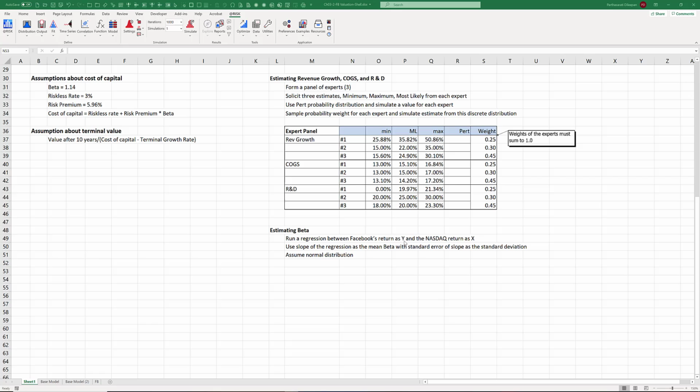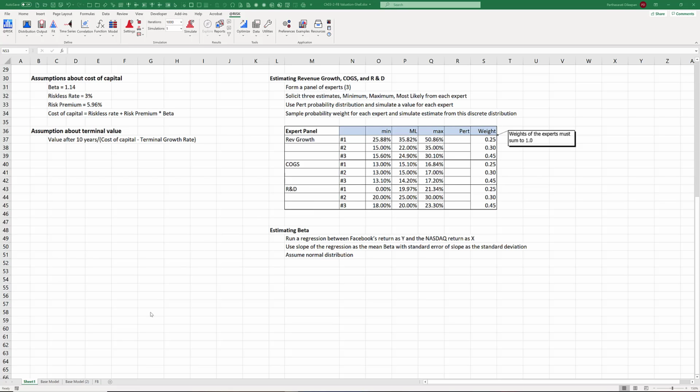That regression will give us an estimate of what beta is. So the regression slope coefficient will be used as the average value for beta, and then the standard error associated with that beta can be used as a standard deviation. So we'll use the slope as the mean and the standard error as the standard deviation in a normal distribution, and that will give us what the beta will be.